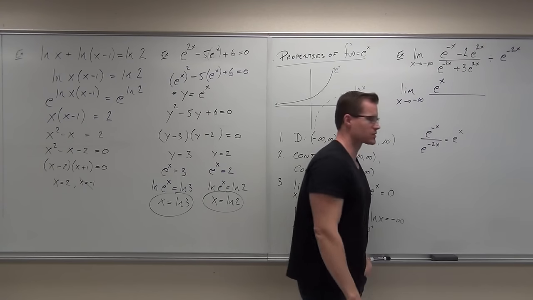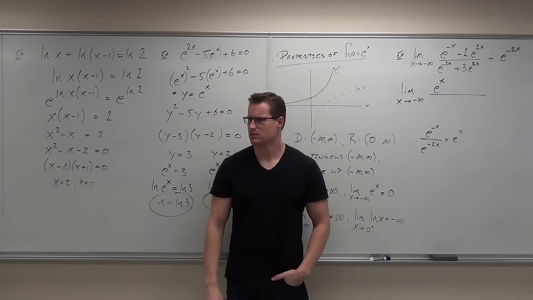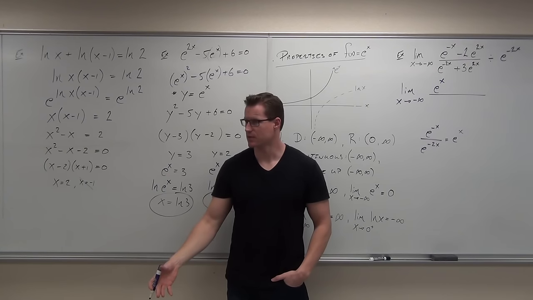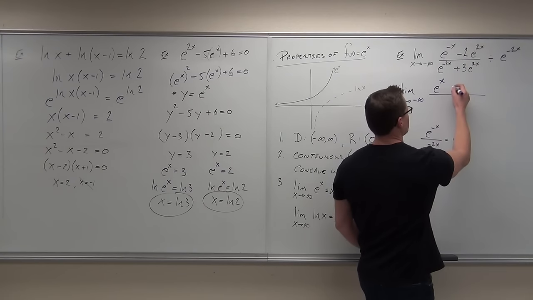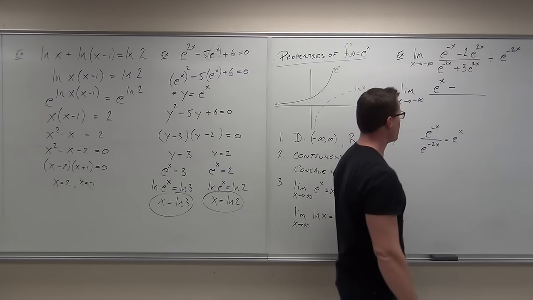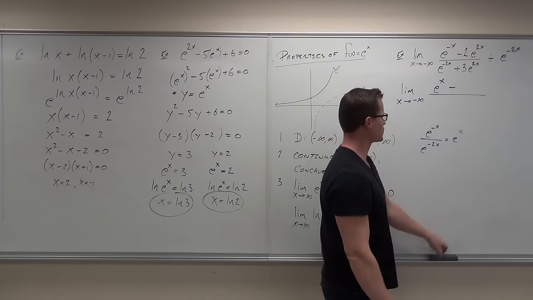Negative. So that's e to the x. Are you okay with the e to the x? Negative x minus negative 2x. We're basically adding negative x plus 2x. Minus. How about this one? Let's do that one. I'm going to change this around.